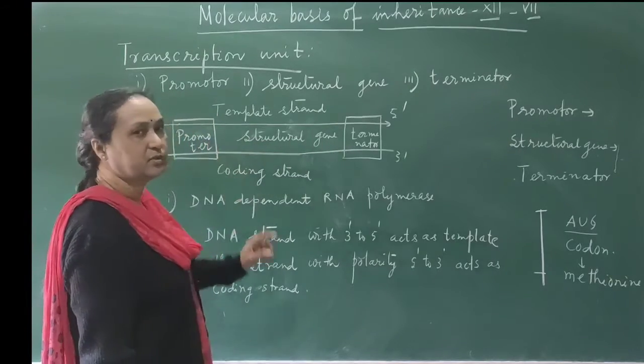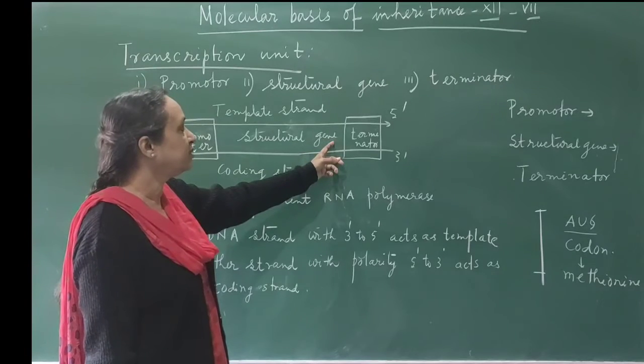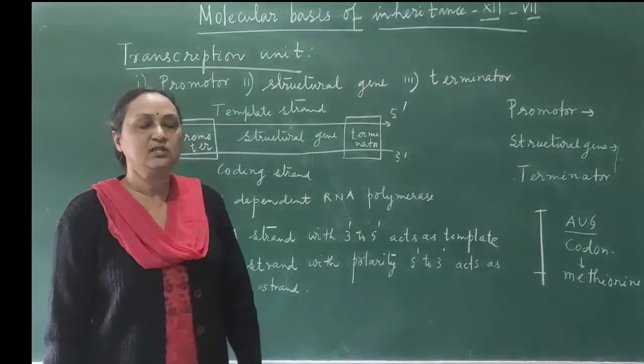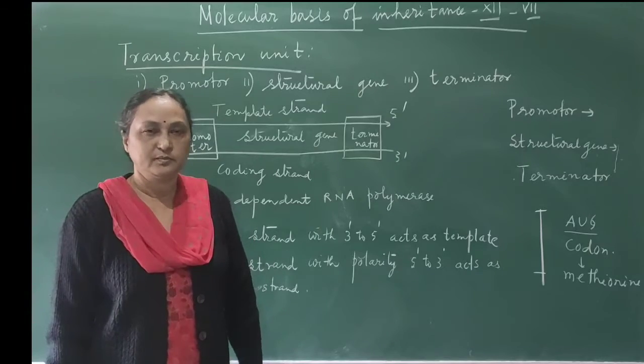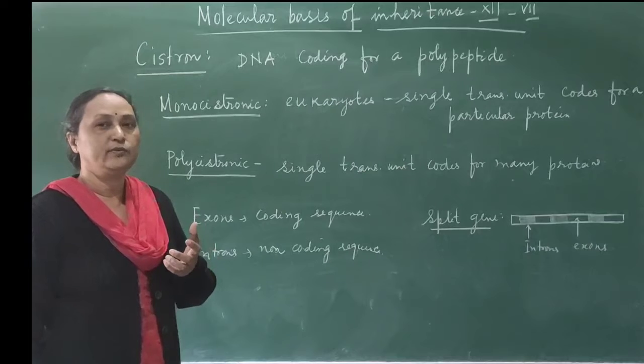Promoter initiates the process. Structural gene gives all the information about what kind of protein will be produced, and the terminator will give the signal that now the process will stop. What is cistron? Cistron is DNA coding for a polypeptide.